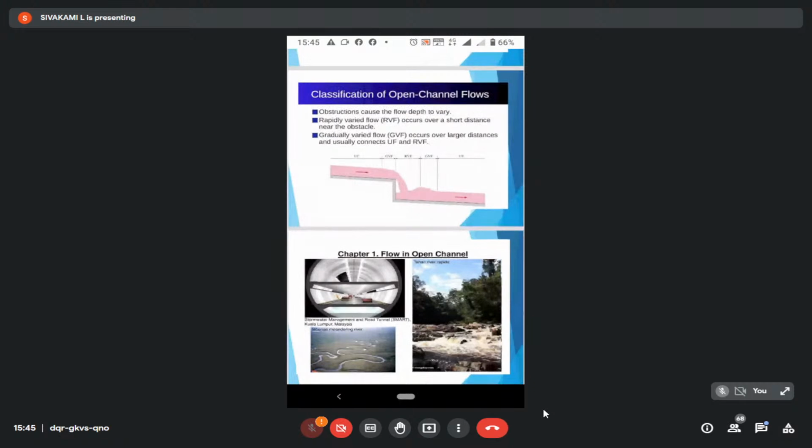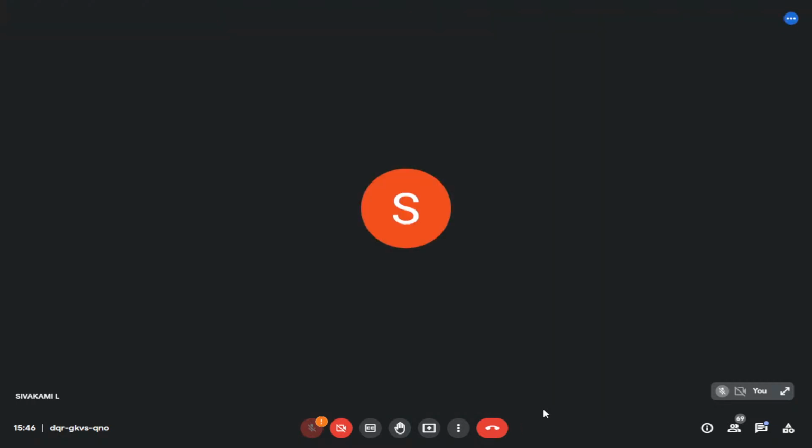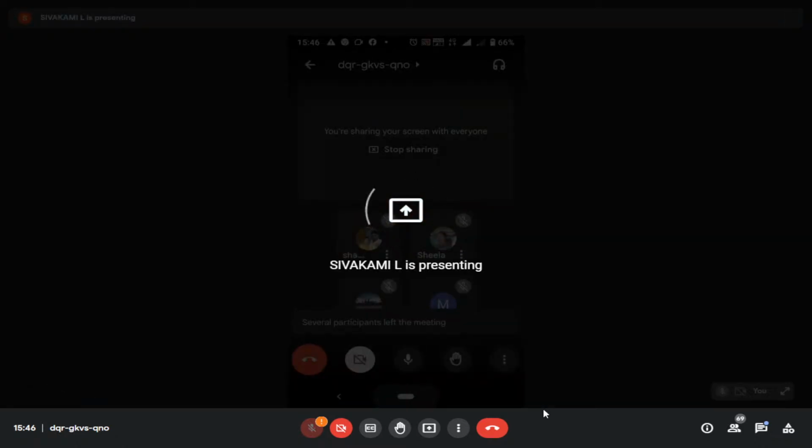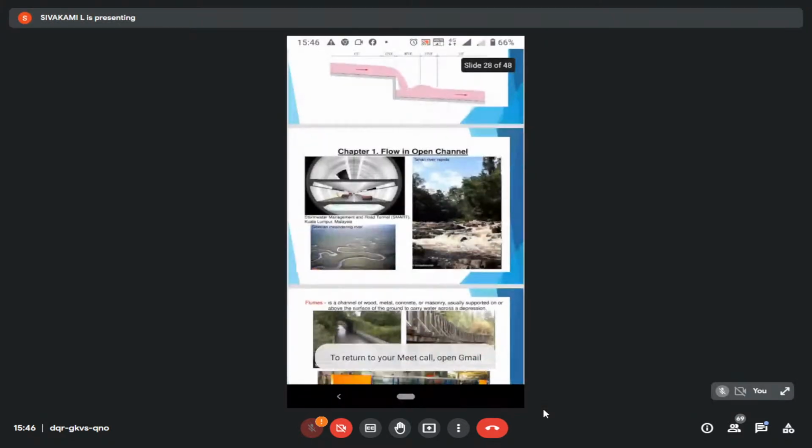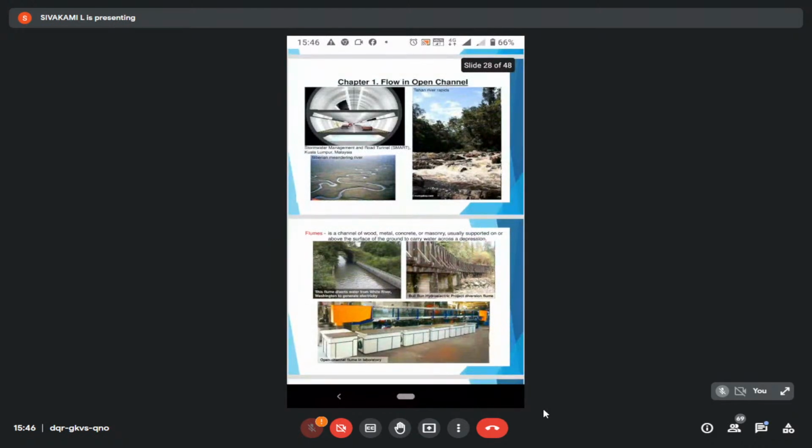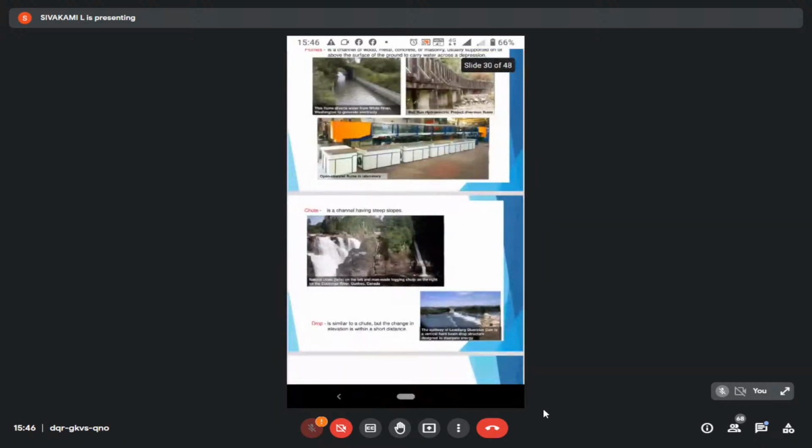And then, if you look at the diagram, these are all open channel examples. So these are all the flow in the open channels. And a chute is a channel having steep slopes, and a drop is similar to a chute, but the change in the elevation is within a short distance. Just now we have seen in the previous slide, this one is the chute, and the next one is the drop.